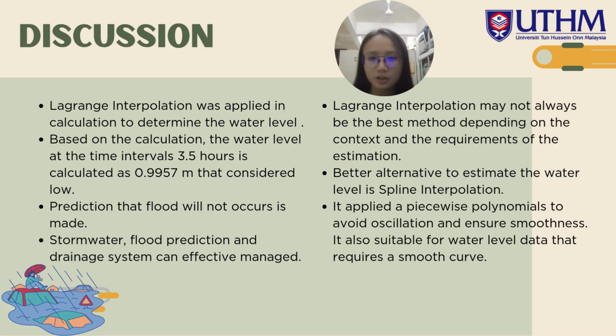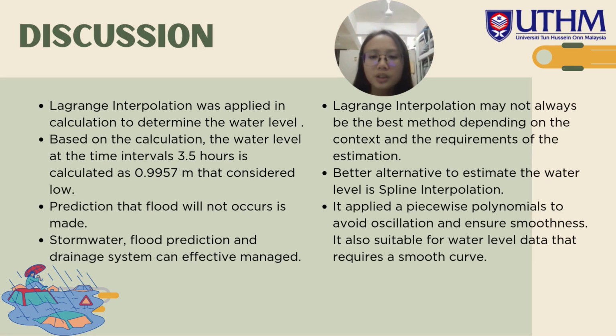In the discussion, Lagrange interpolation was applied in the calculation to determine the water level at the time interval between the data points. Based on the calculation, the water level at the time interval of 3.5 hours is calculated as 0.9957 meters deep, considered low in Sungai Pungai, Kota Tinggi, Johor, Malaysia. According to the calculated data, we can predict that the flood will not occur at that time.